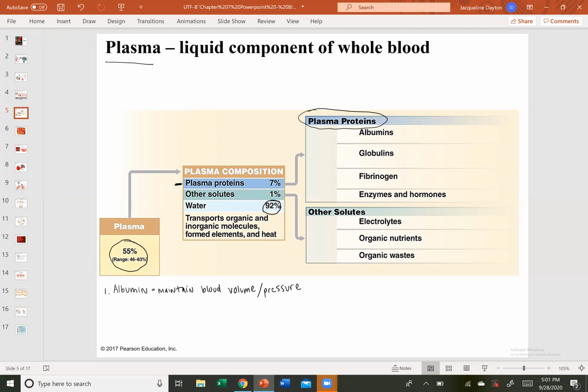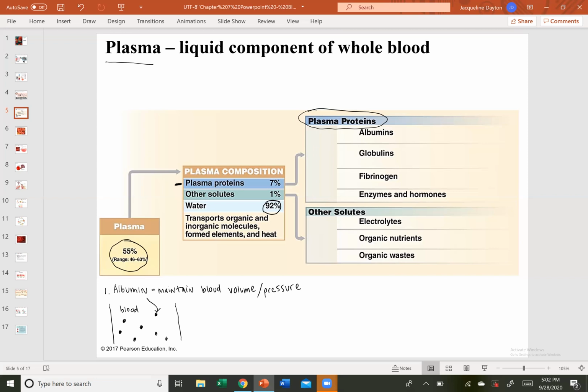Okay, so how does this little plasma protein help maintain or keep up the blood volume inside of your body? We're going to go back to our chemistry chapter, and I want you to think back to the process of osmosis. Okay, so remember, osmosis is the movement of water towards an area of high solute concentration. Okay, so inside, let's say, the blood, we have these little plasma proteins called albumin.